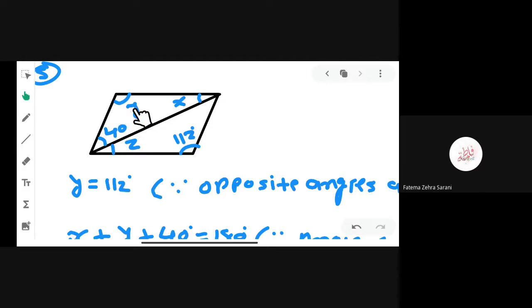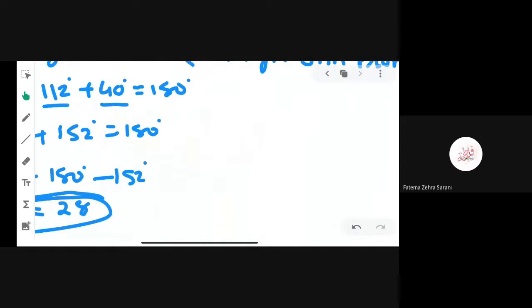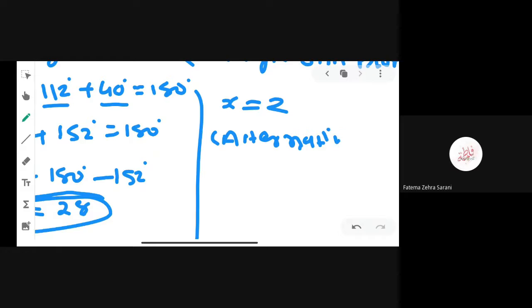Okay, now again see the figure. We get y is equal to 112 degrees, x is equal to 28 degrees. Now we have to find z. Now you can see x and z, these two angles are alternate interior angles. We cannot say it is the same angle, but we can say that it is alternate interior angle. So we can write here x is equal to z because of alternate interior angles. Clear all of you?